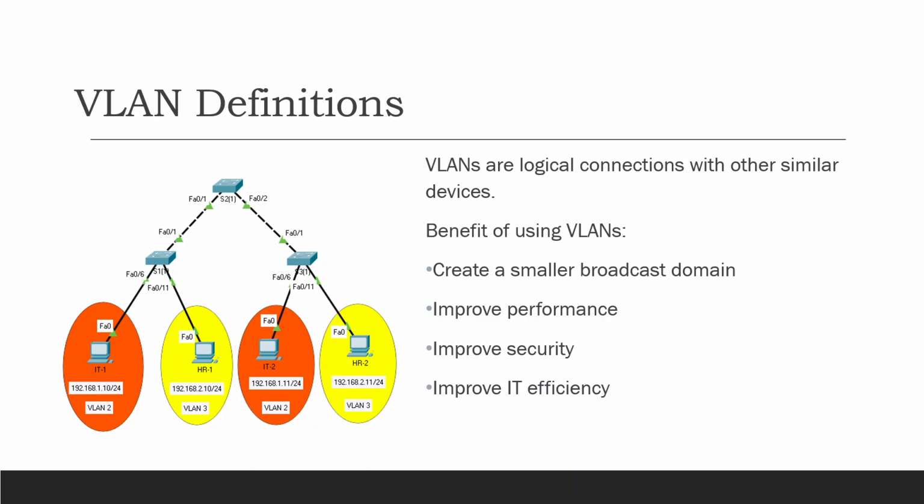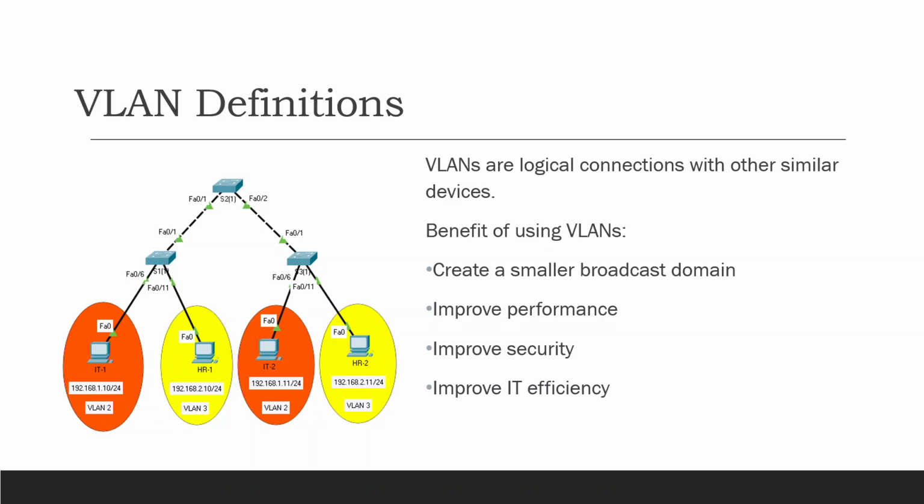VLANs allow network administrators to segment networks based on factors such as function, team, or application, regardless of the physical location of the users and devices. Each VLAN is considered a separate broadcast domain. It is a logical or separate network. Devices within a VLAN act as if they are in their own independent network, even though they share a common infrastructure with other VLANs.